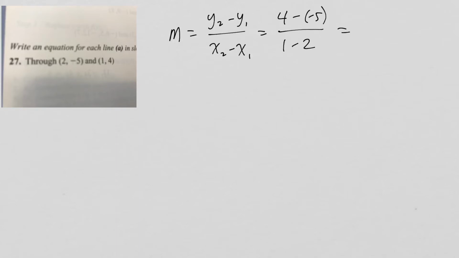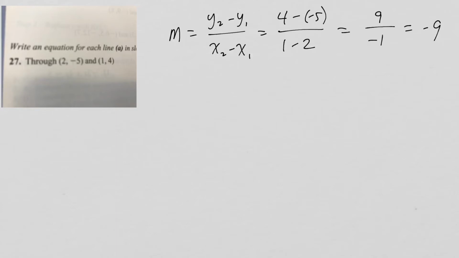Okay, this wants our line first in slope-intercept form, so we need a slope. So our slope is our change in our y's over our change in our x's. So y2 is 4 minus -5 over 1 minus 2. This is 4 plus 5, which is 9. 1 minus 2 is -1, so that's -9.